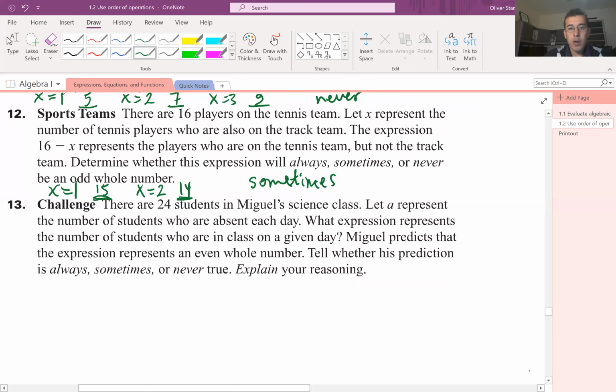And number 13. There are 24 students in Miguel's science class. Let A represent the number of students who are absent each day. What expression represents the number of students who are in class? So in class are 24 minus the absent students, which is A. So that's the expression, basically. Miguel predicts that the expression represents an even whole number. We have to say if it's always, sometimes, or never true. All right, so if A is 1, 24 minus 1 is 23. If A is 2, 24 minus 2 is 22. So we can see it's always odd, even, and so forth. So even is sometimes.